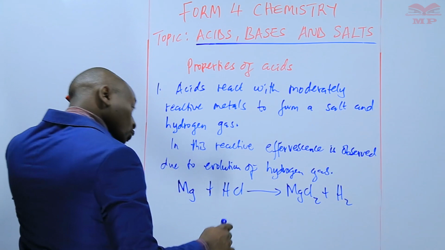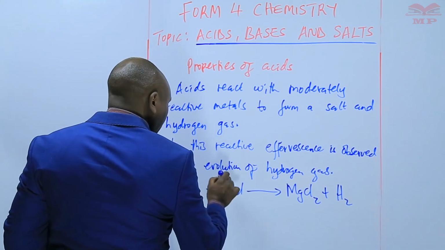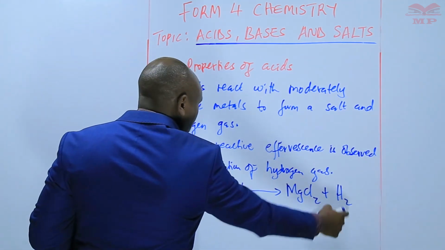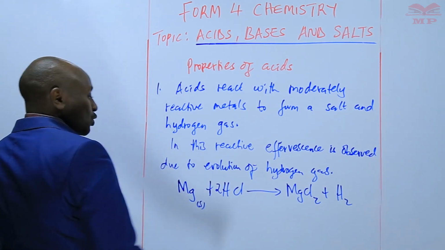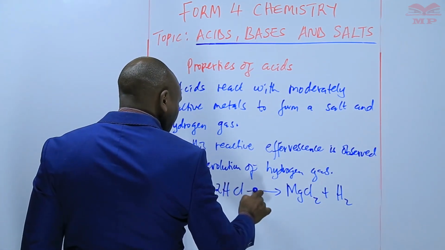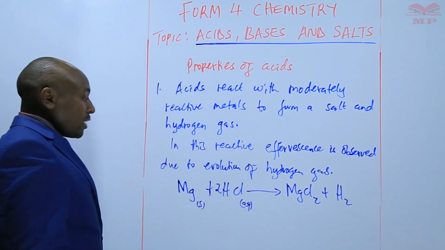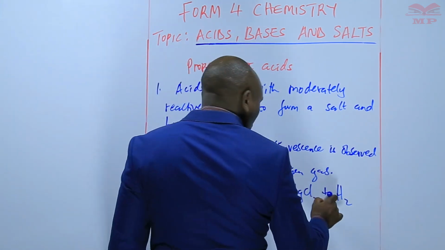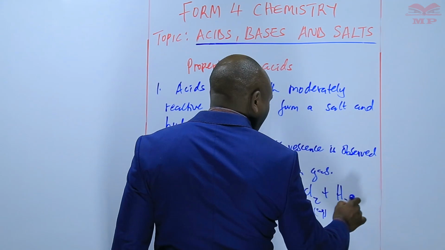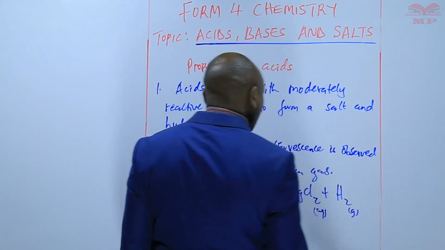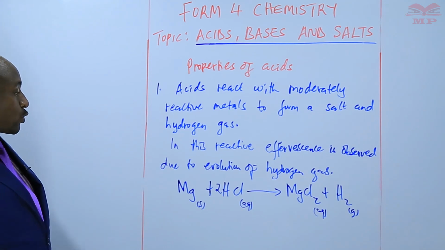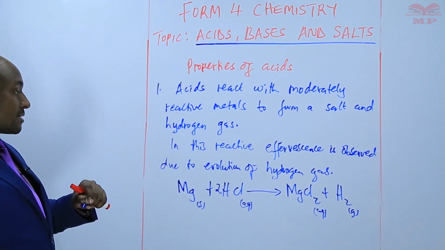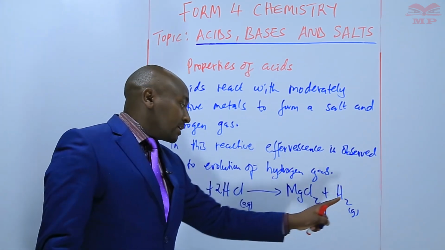So to balance the equation, we have two hydrogen, just like the other case. Then we put the states. Magnesium is a solid. Hydrochloric acid, we are using it in aqueous solution. So magnesium chloride will be aqueous and hydrogen will be a gas. So in this case, there is evolution of hydrogen gas.